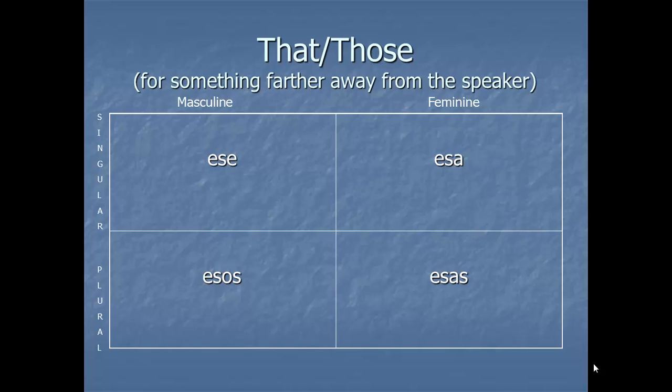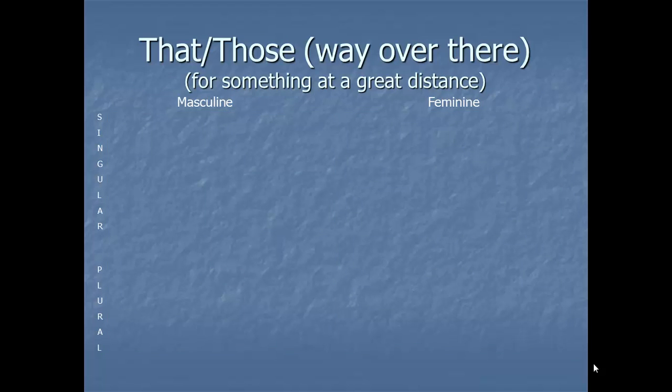Okay, I would like that shirt, please. I don't want this one, I want that one. Okay, so these do not have any T's. That's why it's important that we know the rhyme that this and these have the T's, because that and those don't and won't. And then finally we go to the next set, which is that and those way over there, for something at a great distance.